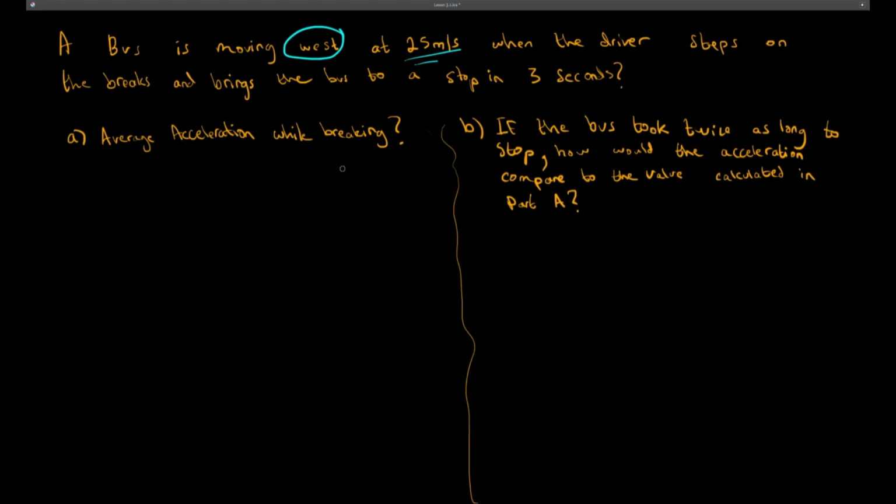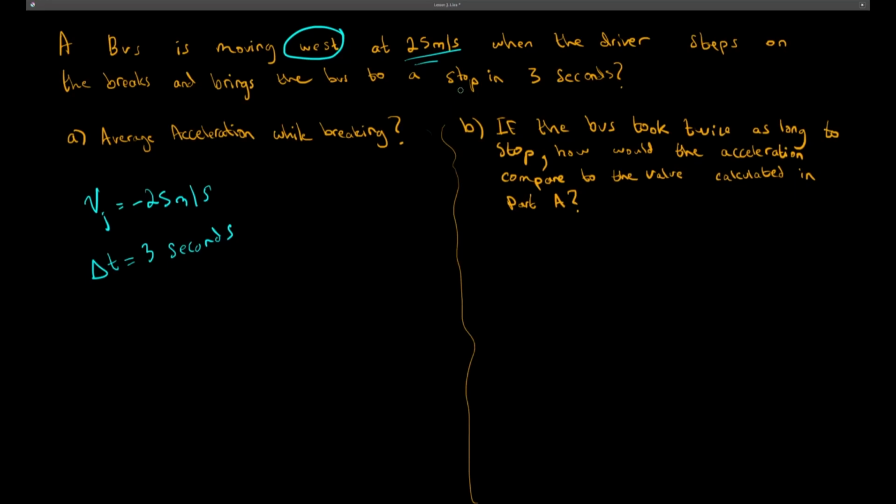So firstly, let's list out what we have. We have the initial velocity, which is equal to negative 25 meters per second, because it's moving west. Next up, we have a negative acceleration because the bus is braking. We don't know the acceleration yet, but we'll calculate it. And then we have delta t, which is equal to 3 seconds.